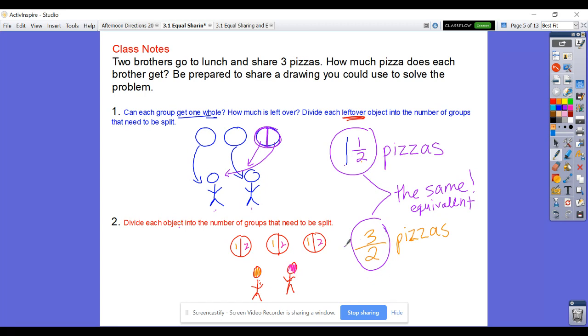In this case down here, we chose a numerator bigger than the denominator, so we would call that a fraction greater than 1. In fact, it's 1.5. Okay, but the main thing to remember is when solving 2 ways, you'll want to think, is there enough that each group could get one whole? And then you could split up the leftovers, or you could right off the bat divide the object into the number of groups that need to be split. So keep those strategies in mind as you are solving problems today. Have fun splitting some fractions.